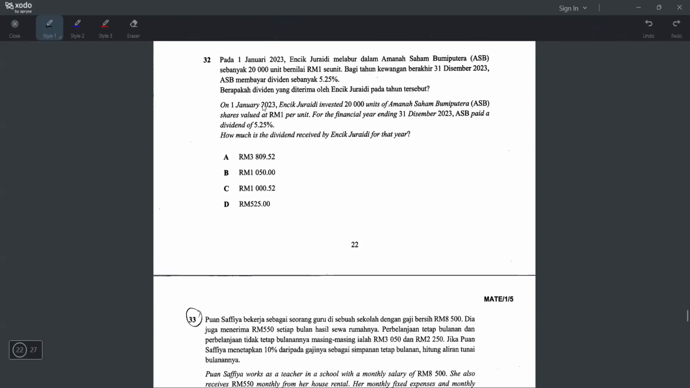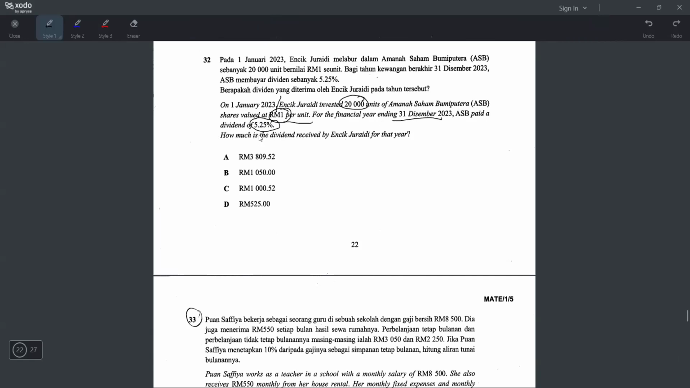Okay, 32. On 1 January 2023, Encik Juraidi invested 20k units for ASB shares valued at RM1 per unit. For the financial year ending 31 December, ASB paid a dividend of 5.25%. How much is the dividend received by Encik Juraidi for that year? Oh, this one so easy.